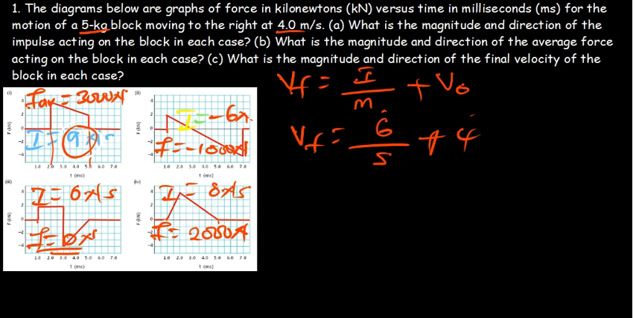So this is giving me 5.2. Okay, that is the third one. No, the impulse is 0. The impulse is not 6, it's 0. We found 0 here. Okay, so it's supposed to be 0.